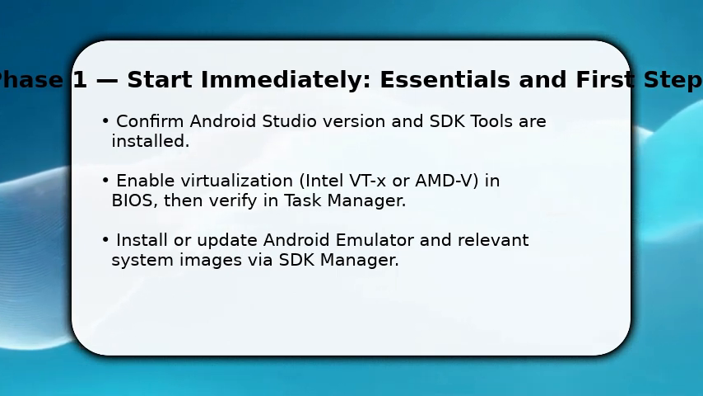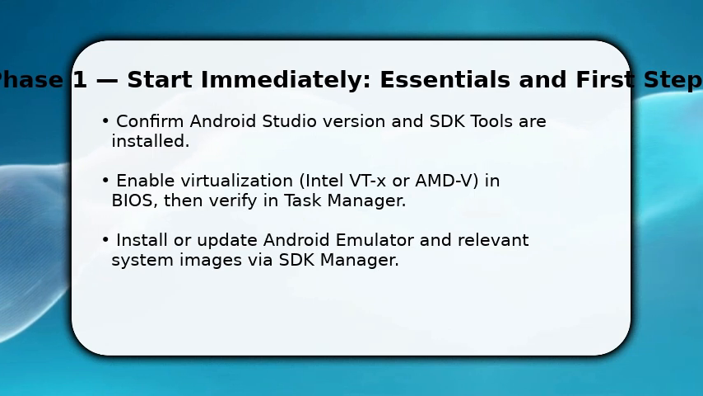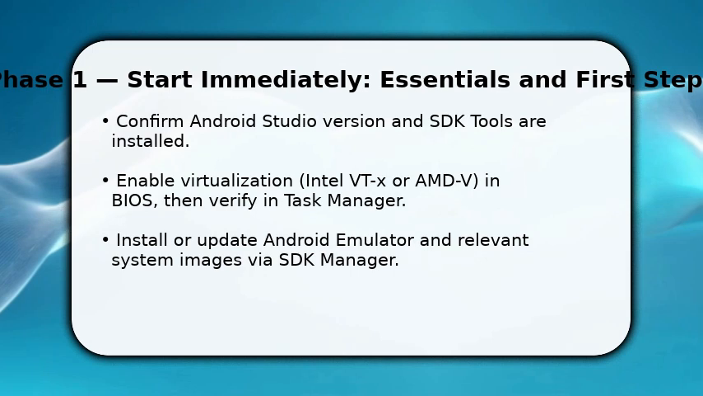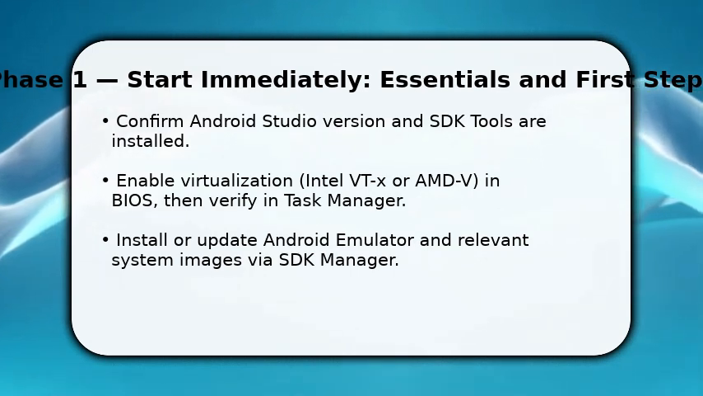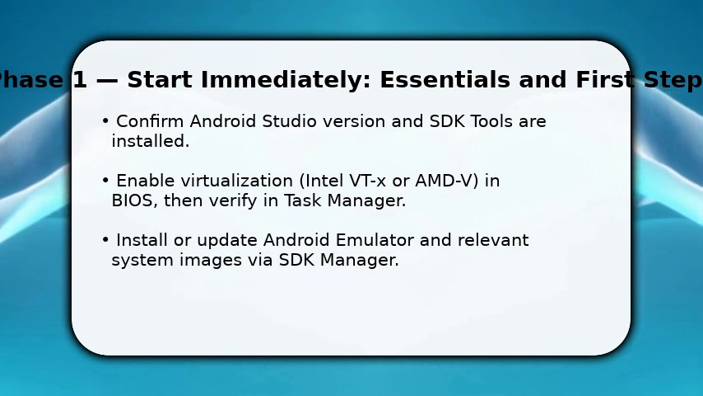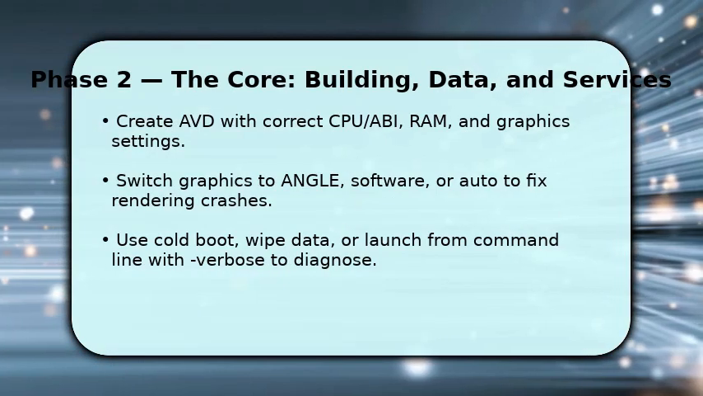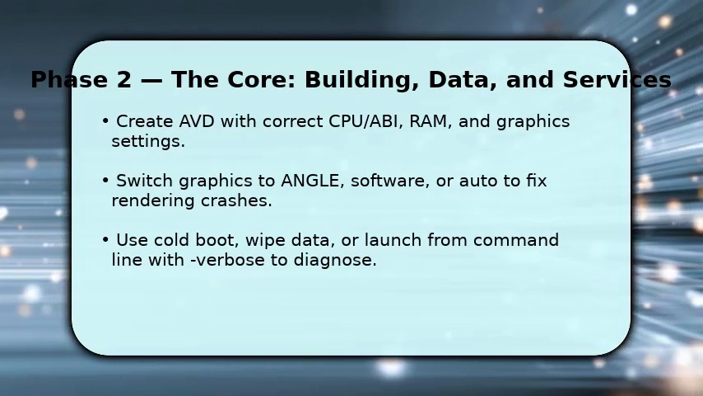Next, open SDK Manager and install or update the emulator and system images for your API target. This avoids mismatched ABI errors. Also make sure HAXM is installed on Intel systems, or use the Hypervisor framework on macOS, otherwise performance will be unusable. Once prerequisites are satisfied, you configure the AVD.